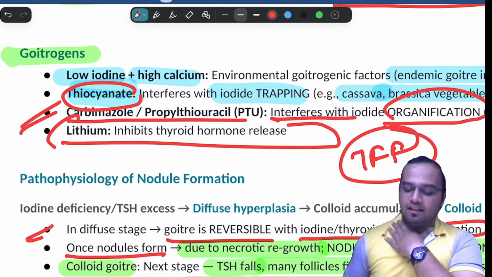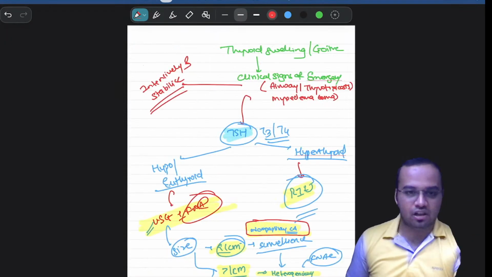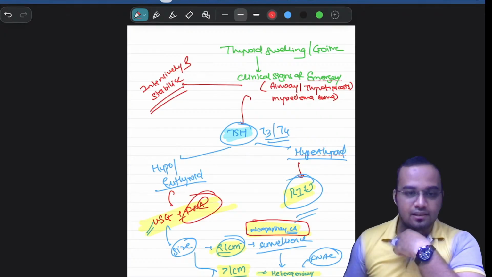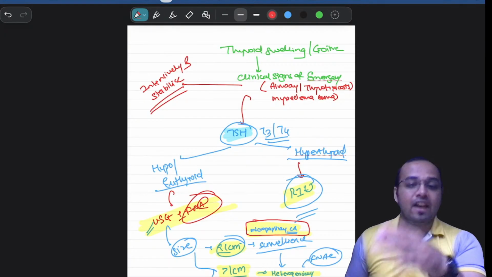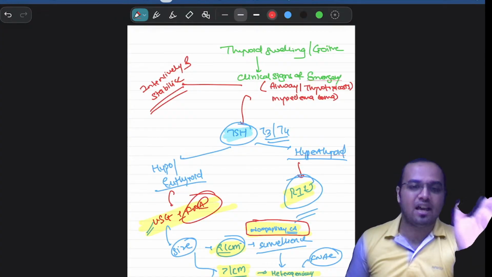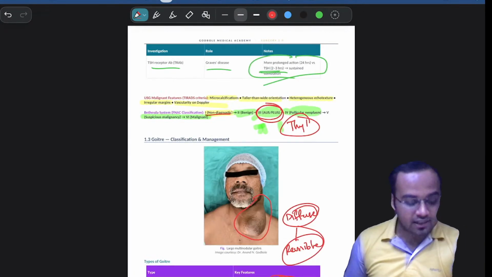So I hope it is clear. We have started the basics of the thyroid gland. We have seen how to approach a patient with any thyroid swelling typically seen in the OPD. What are the investigations done? When we are going to go for FNAC, when we are not going to go for FNAC, when we are going to just conserve the patient, what is micropapillary malignancy, we have seen in today's lecture.